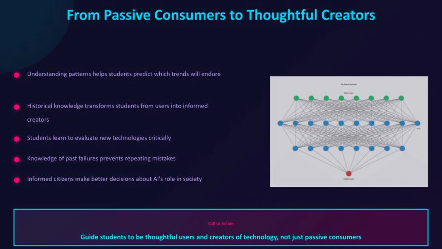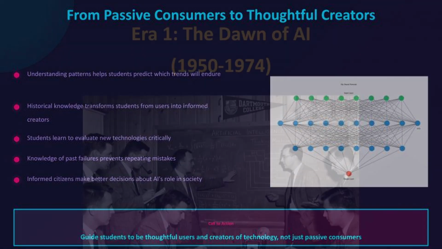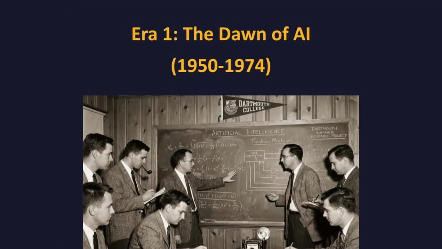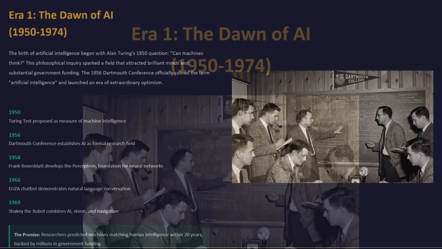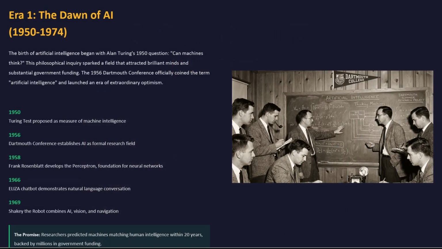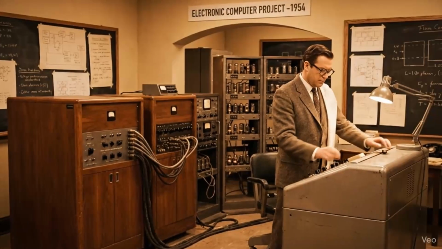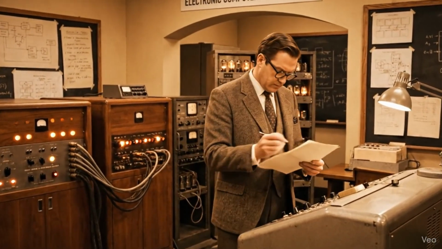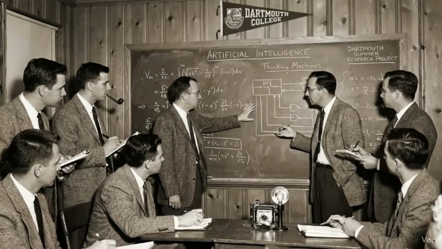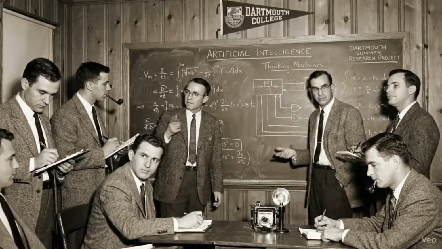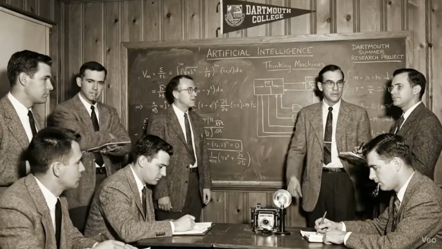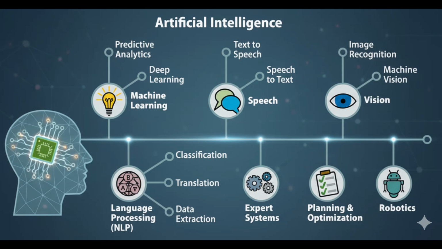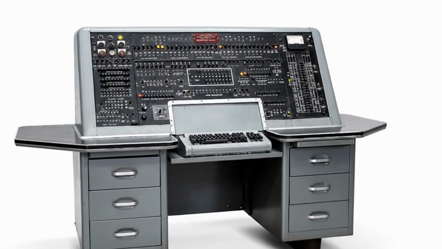The ambitious dawn of AI, Era 1. The dawn of AI, 1950 to 1974. Our journey begins in 1950 with Alan Turing's famous question: can machines think? This philosophical inquiry launched what we call Era 1, the dawn of AI. This was a period of extraordinary optimism, fueled by brilliant minds and significant government funding. The key moment was the 1956 Dartmouth Conference, where the term artificial intelligence was officially coined. Researchers genuinely believed that human-level intelligence was just around the corner, maybe 20 years away.